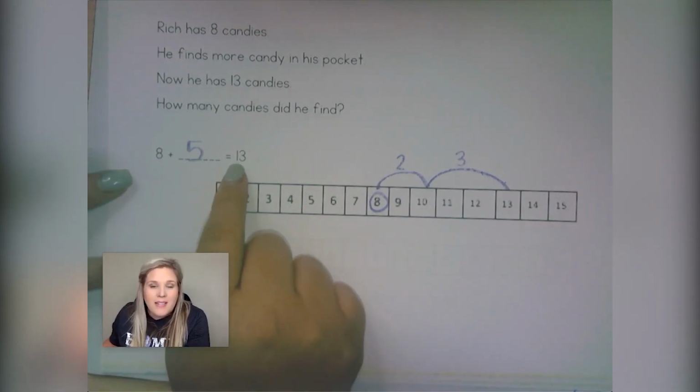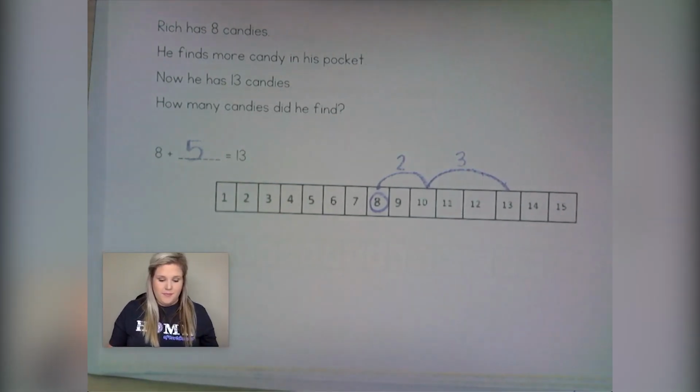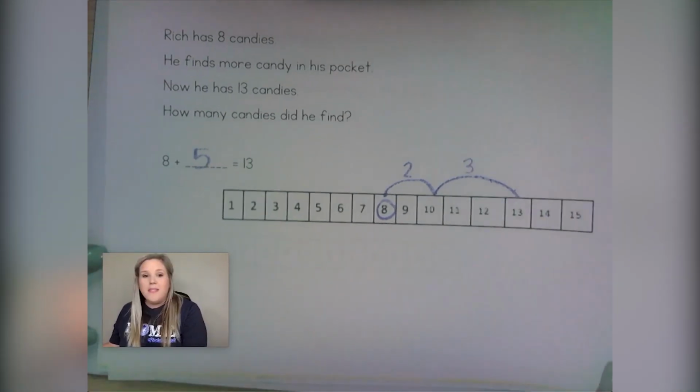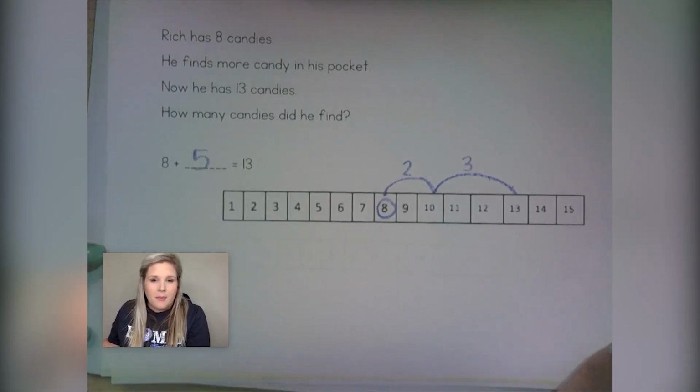I want you to stand up and jump 5 times because you just learned something new. Great. Now let's look at our next problem.